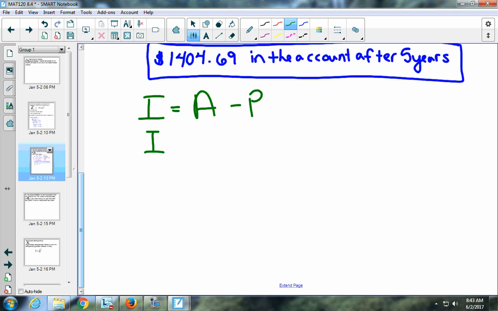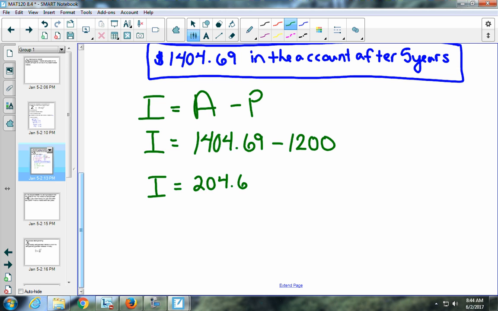In this case, my future value was that $1,404.69. My principal was my $1,200. That means my interest is $204.69. Make sure you don't forget to do that second part of the problem.